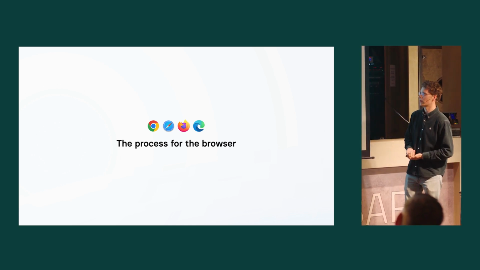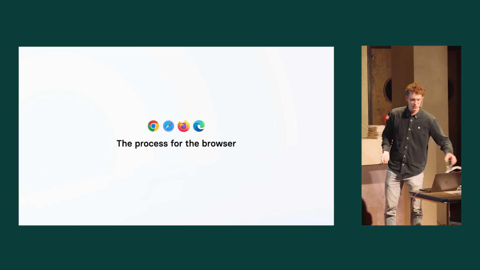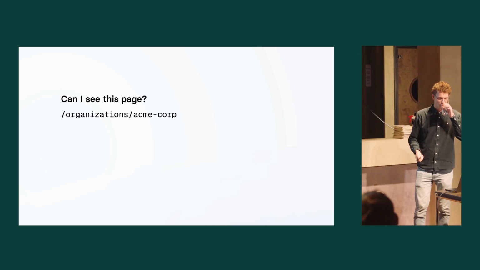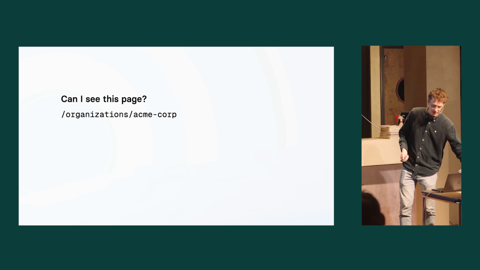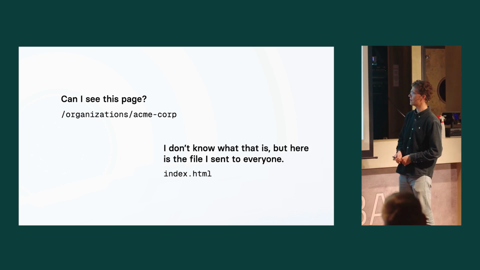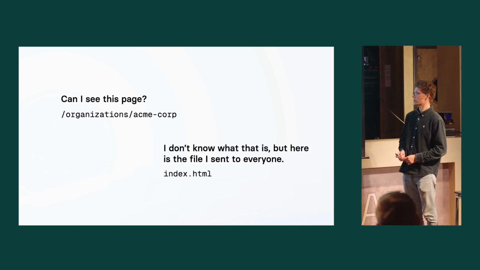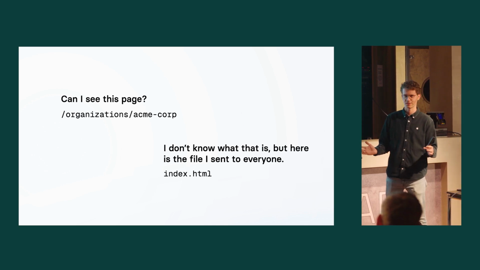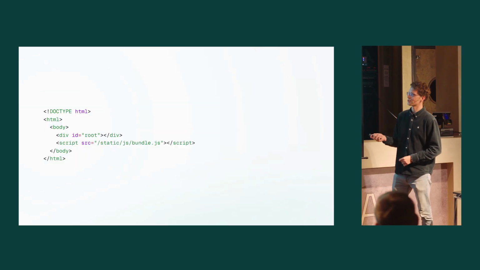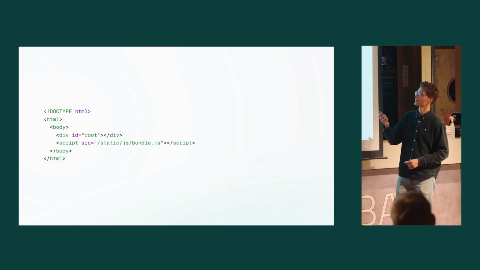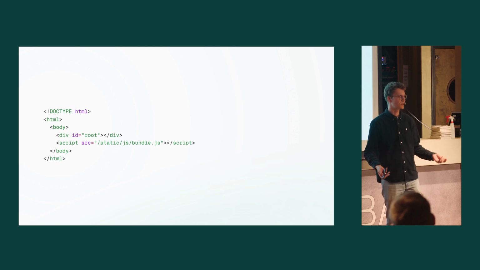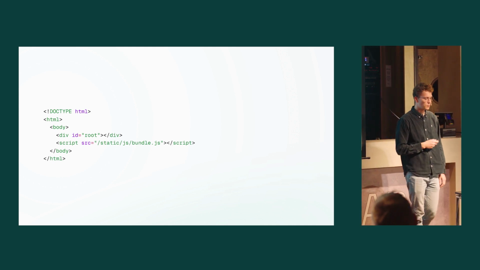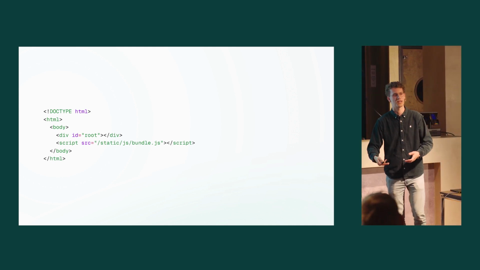what it is to browse a single-page application. So the user can click a link, and the browser says, "Hey, can I see this page?" It says that to some kind of server, a content delivery network or something, with static files. And then the CDN says, "I don't know what that is, but here's the file sent to everyone. It's an index.html file." The index.html file can look something like this. It's basically an empty file. There's nothing really in there, except for a reference to some JavaScript. The browser knows what to do with this JavaScript. It downloads all the JavaScript.